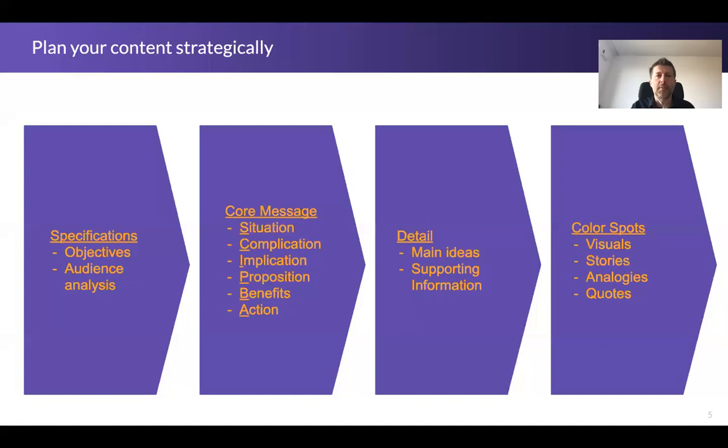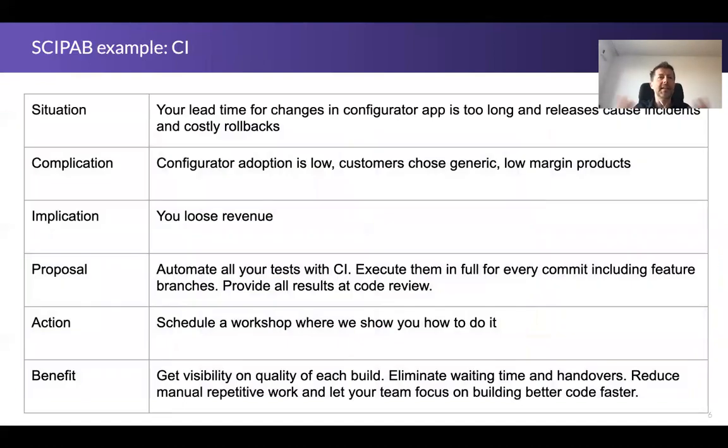So now, to make it more specific, an example for selling CI to a customer who has, say, a configurator app. Let's say it's a travel agency and they have a configurator app for selling extras which are higher margin than typically just a trip. The situation is something which they won't dispute. Lead time for changes in the configurator app is too long, releases are not stable. This is something that we either know from the market research or we know from talking to the other stakeholders with this customer. This is something which is given.